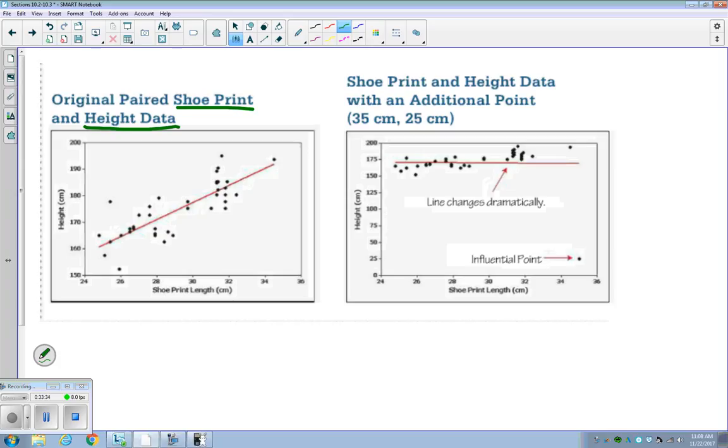for one set of data. And look what happens if we use one additional point. One additional point. Wow. Look at the line. Look at the slope. How dramatically different is that? This is such an influential point, we would use the other line. But why do you think that might happen, that this person has a very long shoe print but is very short? Why could that be? Is that possible? Maybe. Maybe.